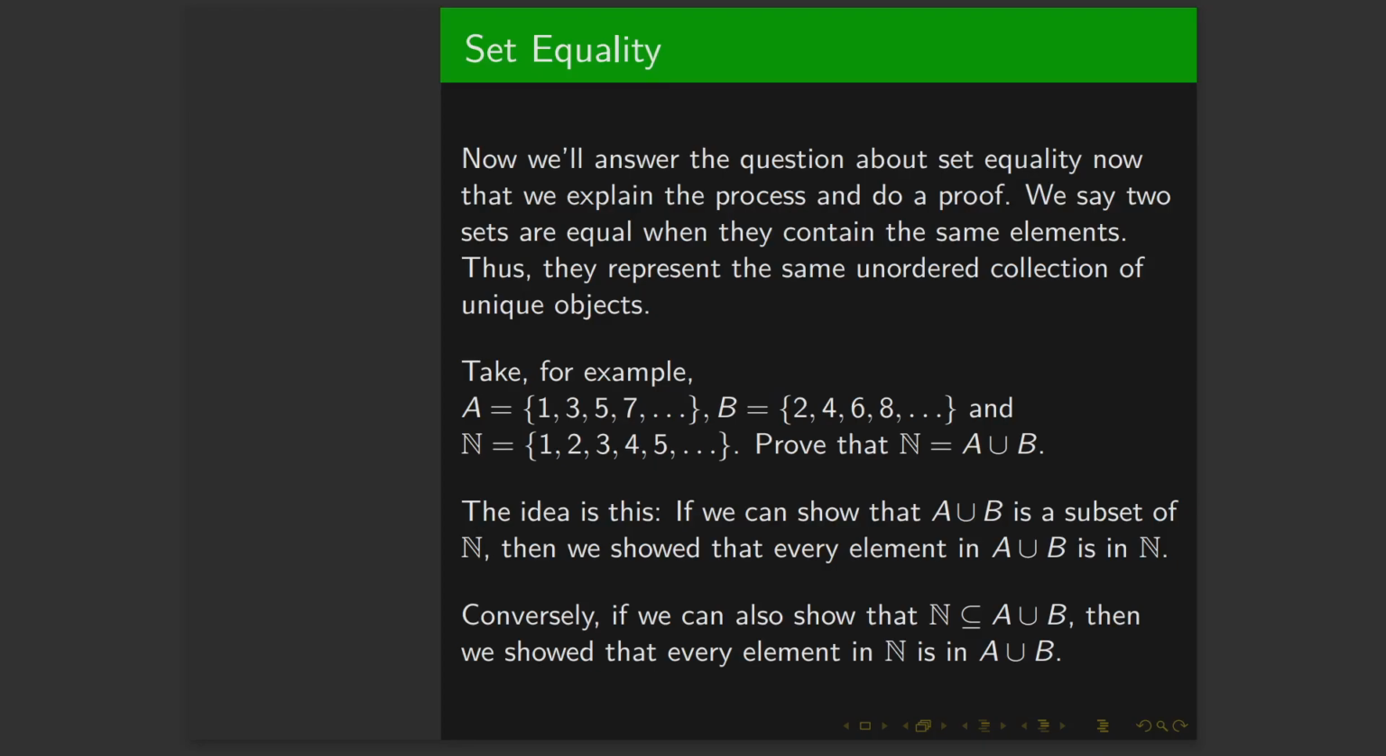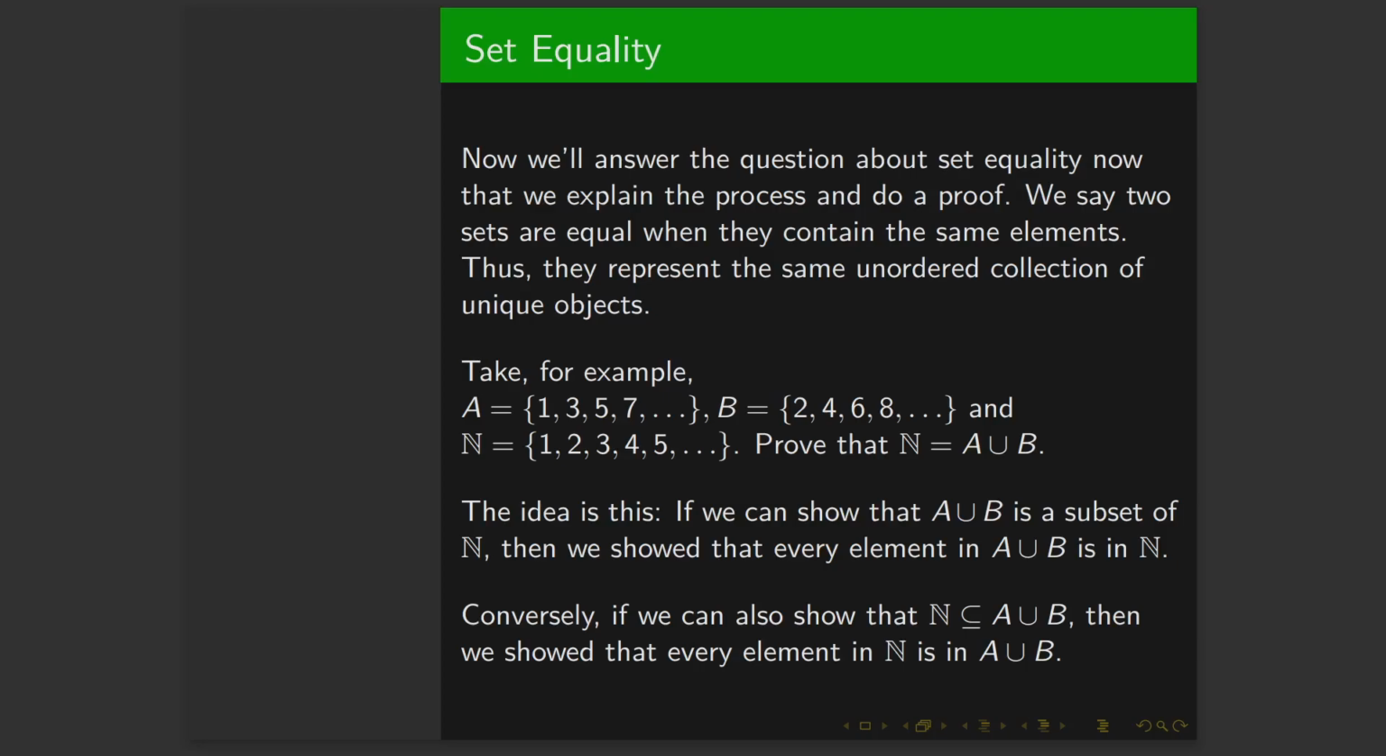So for example, if A is all the positive odd numbers and B is all the positive even numbers, prove that every positive non-decimal number is in A union B. We use this weird N to denote the set of all positive non-decimal numbers. How do we show that A union B is equal to N? Or how do we show that they're actually the same thing, just different representations of it?